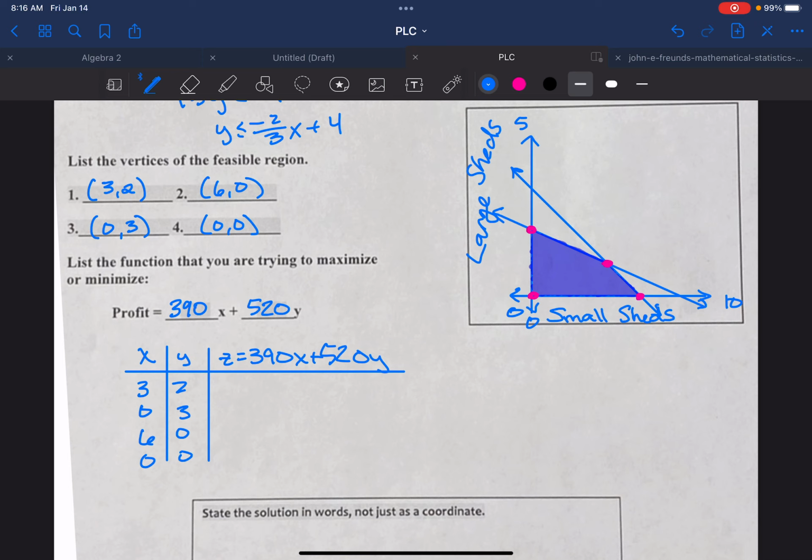And you're going to plug these values in. So you're going to plug in, this is your X, plug it in. Our little equation factory here. And you should end up getting here 2210, 1560, 2340, and $0. Now, we see Bob wants to make as much money as possible. Bob's goal is not to make as little money as possible.